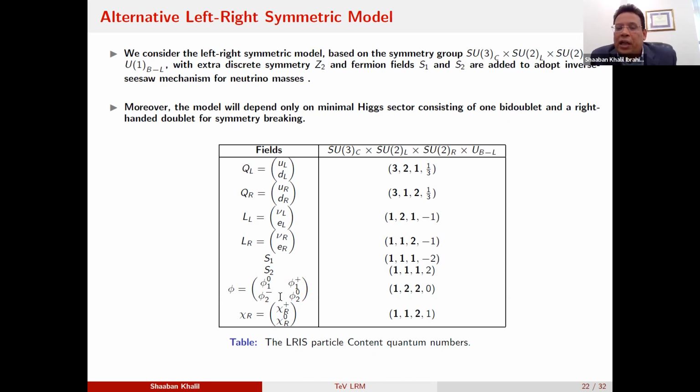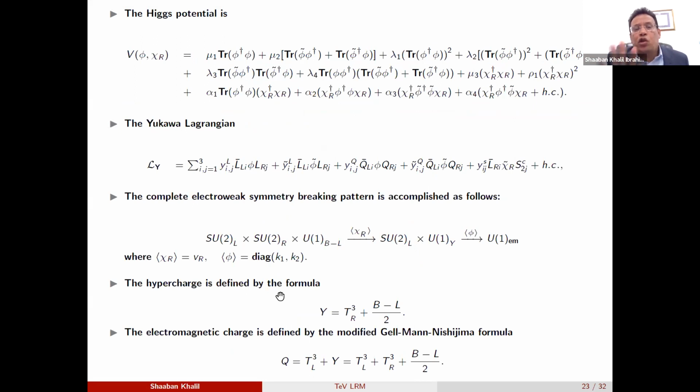For the inverse seesaw mechanism, you need to add another singlet fermion, which I now call S1, and due to the B minus L anomaly, we have to have another S2 with opposite charge. So you add S1 and S2 to construct what we call the inverse seesaw, and you are able to generate neutrino masses accordingly. Let me show you very briefly: this is the potential for phi and chi right only, so much simpler than the scalar potential and Higgs sector of the conventional model.